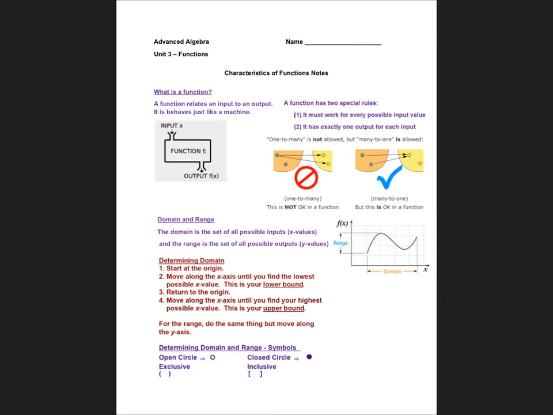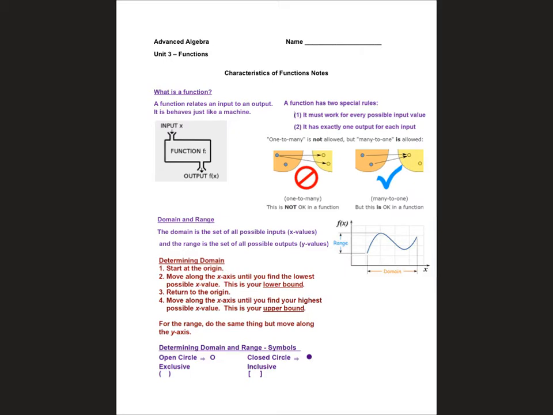Now, if you take a look at the picture on the right, we have a cubic function that's represented by a graph. To find the domain, we're going to go from left to right, and it's going to be all of our possible x values. When we're looking at our range, we're going to go from bottom to top, and we're going to find all our possible y values. As you go all the way to the left, the lowest possible x value is known as your lower bound. As you make your way to the right, you'll notice our x values are increasing. So as you continue along the x-axis, you'll find your highest possible x value. This is your upper bound.